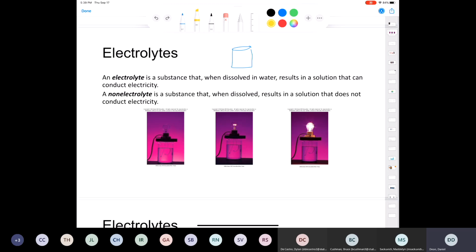Let me give you a little more detail on this diagram, just so you're sure about what the heck is going on.